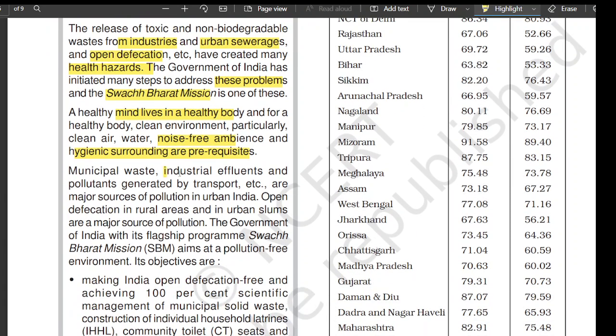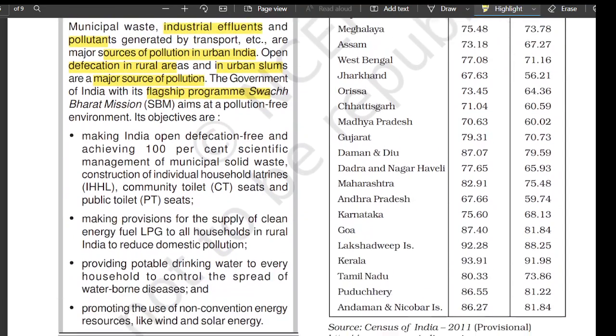Municipal waste, industrial effluents, and pollutants generated by transport, etc., are major sources of pollution in urban areas. Open defecation in rural areas and in urban slums are a major source of pollution. The government of India, with its flagship program Swachh Bharat Mission, aims at a pollution-free environment.